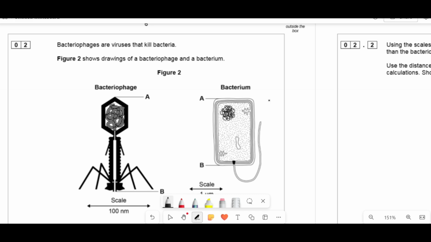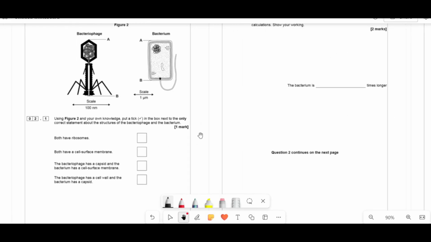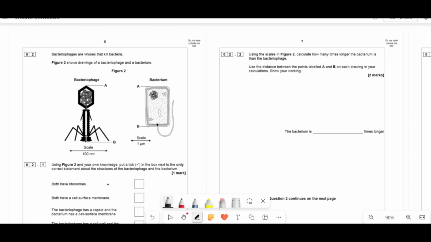So bacteriophages are viruses that kill bacteria. Figure 2 shows drawings of a bacteriophage and a bacterium. Using figure 2 and your own knowledge, put a tick in the box next to the only correct statement about the structures of the bacteriophage and the bacterium. So here it says both have ribosomes, right? This has told you it's a virus. Viruses don't have ribosomes. They just contain genetic material in a capsid, that's all. So immediately that one's out.